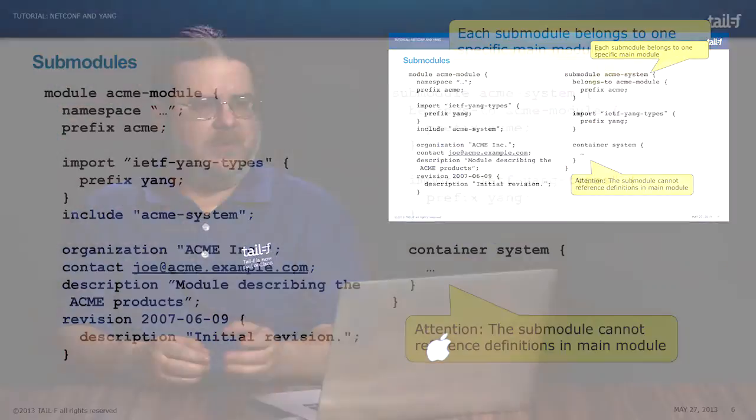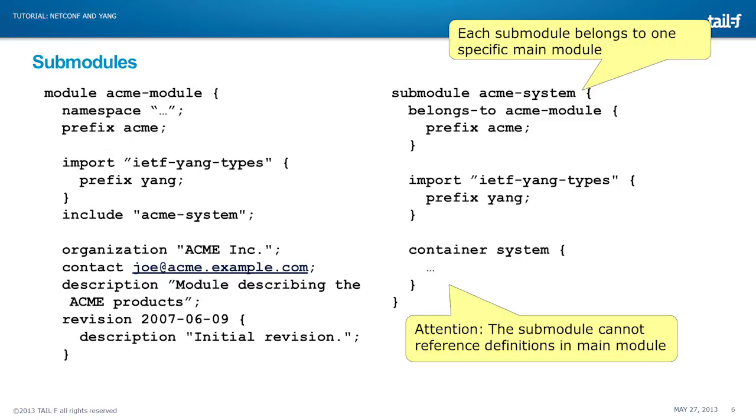For submodules, we have an example here on this slide. On the left, we have part of the main module, Acme module, which we see does an include of Acme system. On the right, we see the submodule Acme system. So Acme module would be in the file acmemodule.yang. The submodule Acme system would be in the file acmesystem.yang. You'll see the submodule does not have a namespace declaration. Instead, it has a belongs-to statement that uniquely identifies what module this submodule belongs to.